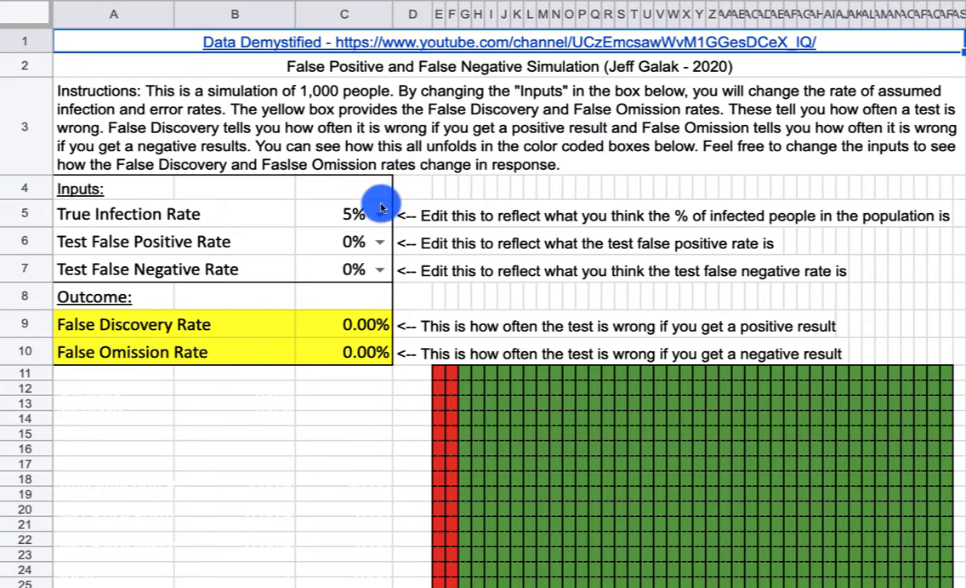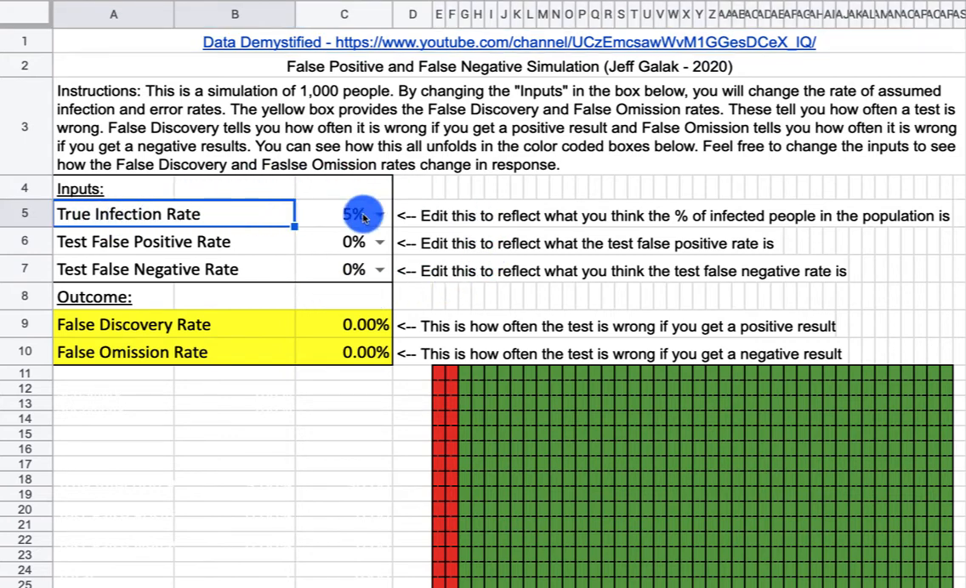So just to give you a quick layout of what this all looks like, there are three inputs that you could put into this visualization. The first is this number right here, the true infection rate. That's how prevalent is the disease in the population. And so for the moment, I'll just say 5%, which is one of the best estimates for what COVID-19's actual disease proliferation is right now.